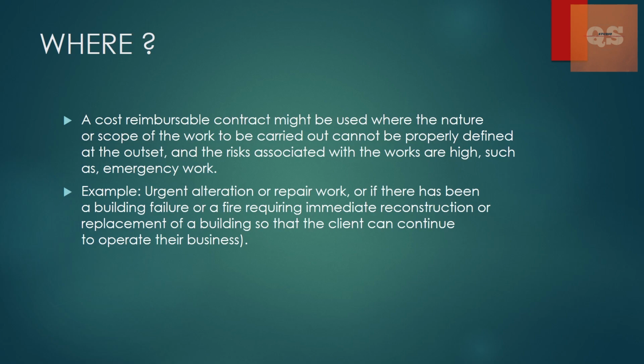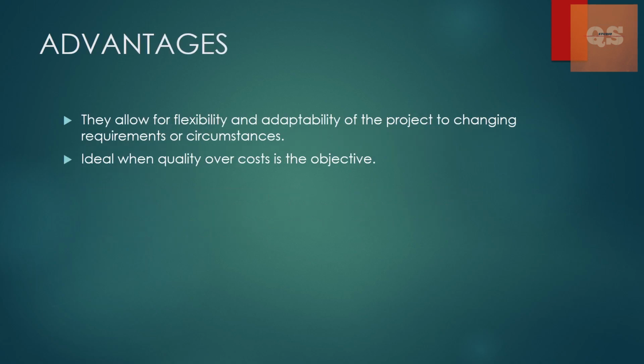Examples can be urgent alteration or repair works, or if there has been a building failure or a fire requiring immediate reconstruction or replacement of a building so that the client can continue to operate their business. So any kind of urgent emergency works where the time required to complete it is very limited, a critical and emergency scenario. In that type of project, this type of contract is used. Now let's see what the advantages of this contract are.